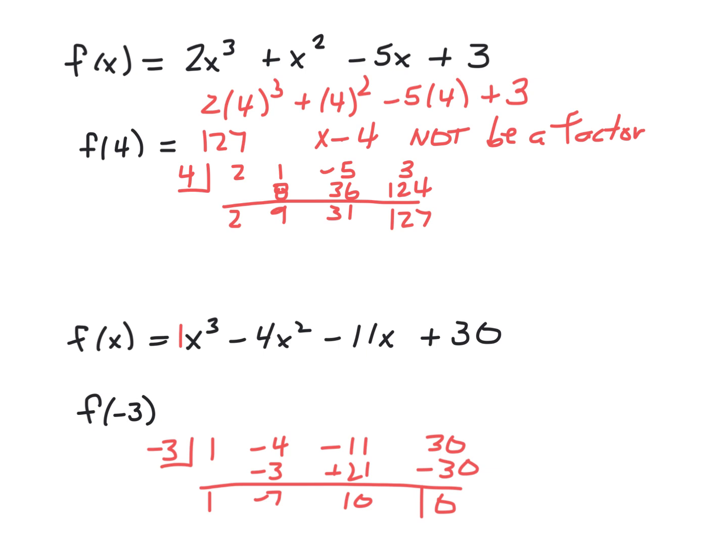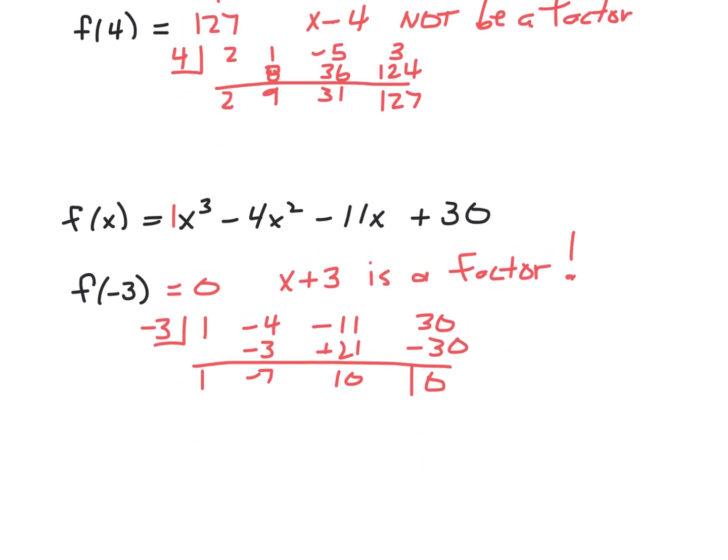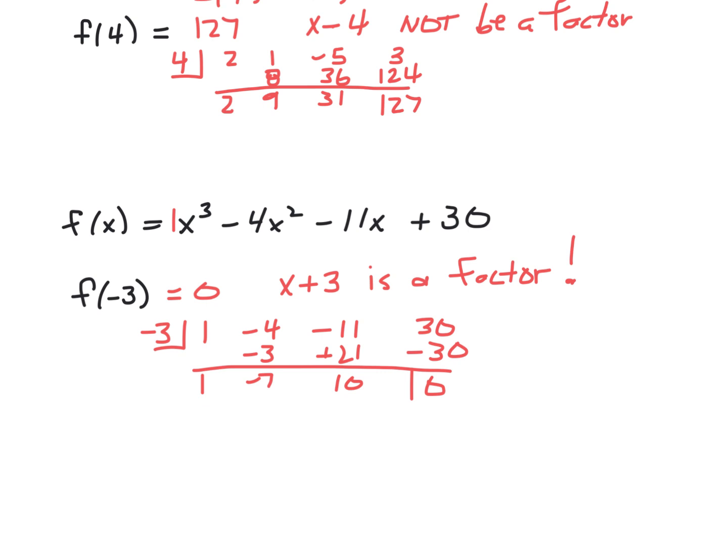So what that tells me, if f of -3 is 0, that tells me that x plus 3 is a factor of this cubic polynomial. It is a factor. It also tells me that the quotient, if I add my terms here, x squared minus 7x plus 10, would also be a factor of this cubic polynomial.